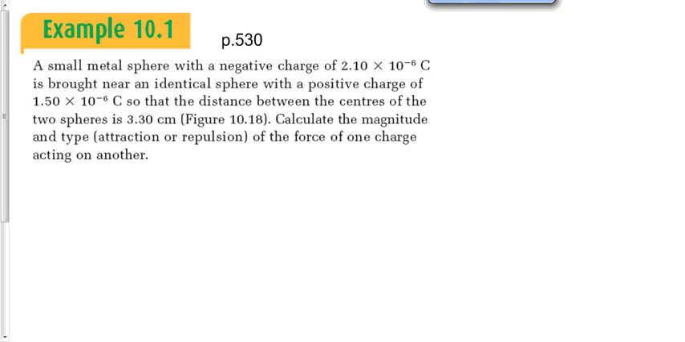Let's have a look at an example here. This is a metal sphere with a negative charge. Negative charge, I'm going to circle that actually. Positive charge down here of 1.5. Distance between the centers of these spheres is 3.3 centimeters. What's the magnitude of the force? And what's the type of force, attractive or repulsive, that these two charges exert on one another?